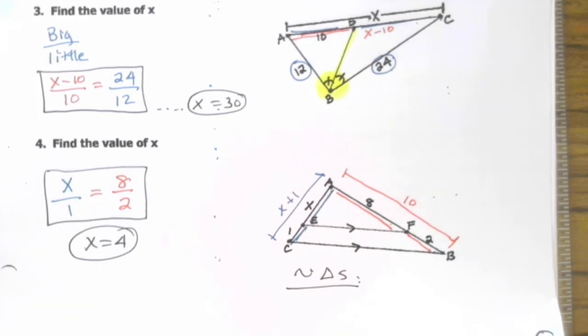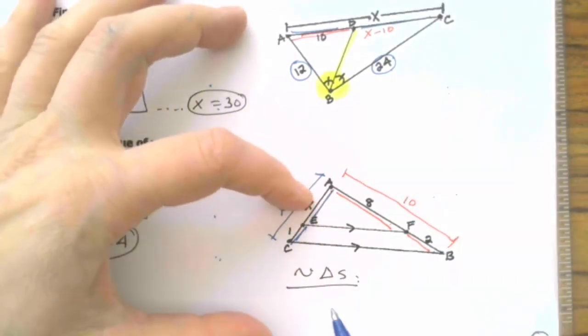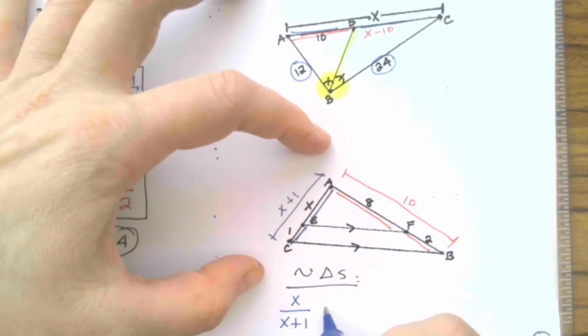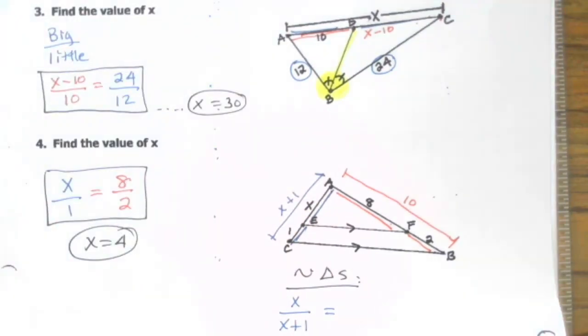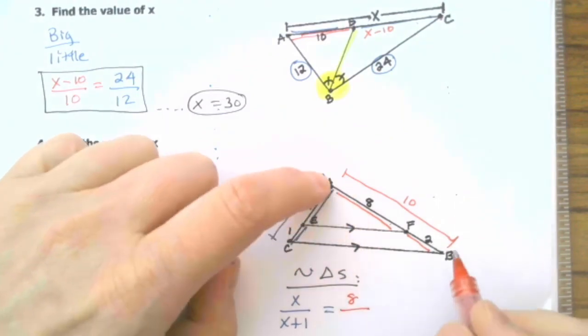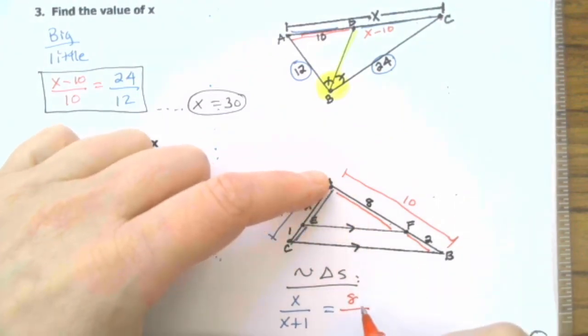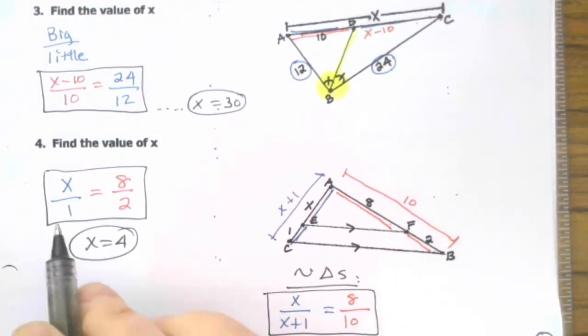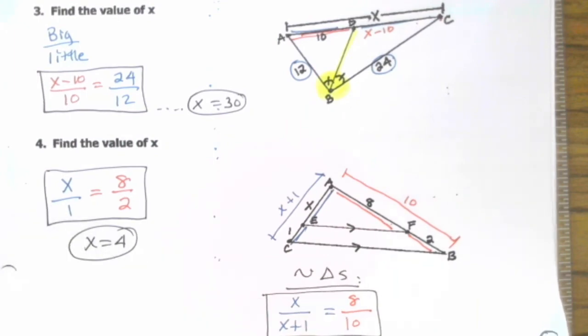This would also work. You could go left of the little triangle over left of the big triangle, x plus 1 equal to the right of the little triangle, which is 8, over the right of the big triangle, which is 10. So that's another way you could do this, is by using similar triangles or using the theorem.